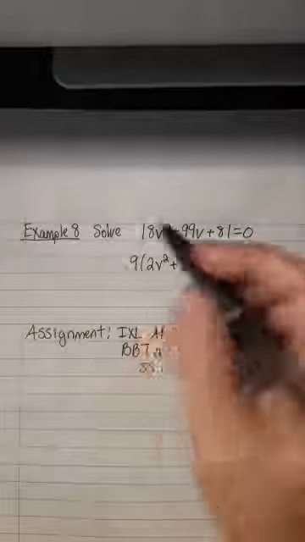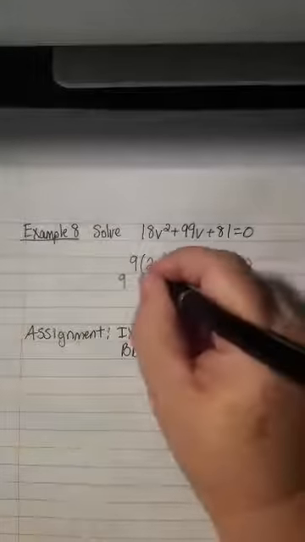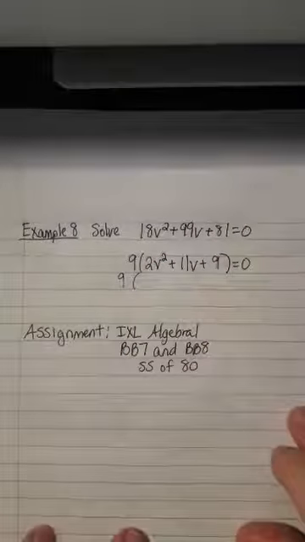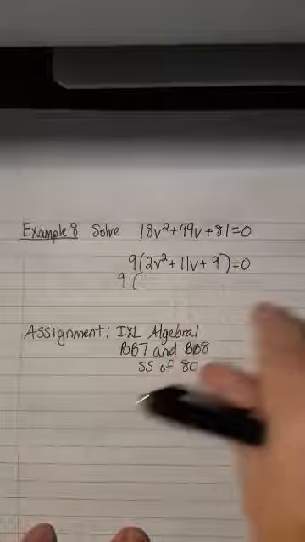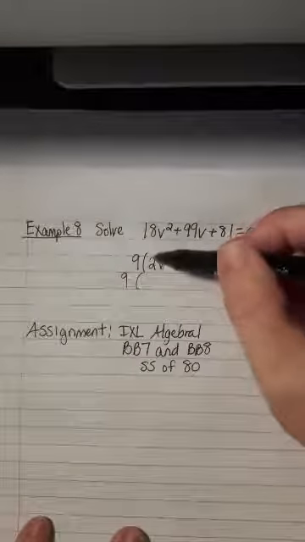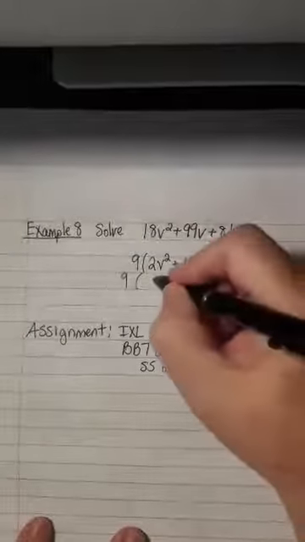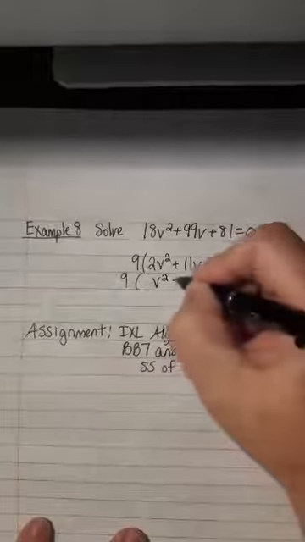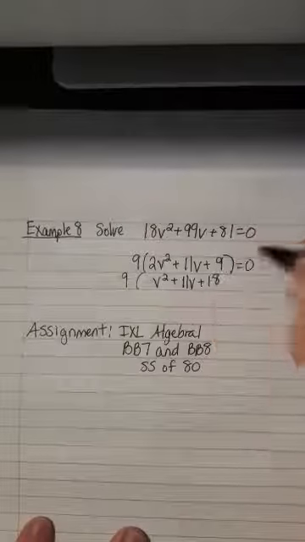You're just going to leave your 9 out front. And then I'm going to put my big parentheses. You can just forget about the 9 in the parentheses while you're working through this, but I'm going to go ahead and leave it. Okay, so I'm going to do the slide part. You're going to take 2, slide it to the end, and multiply by 9. And that leaves you with v squared plus 11v plus 18.